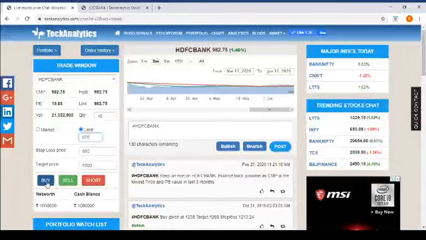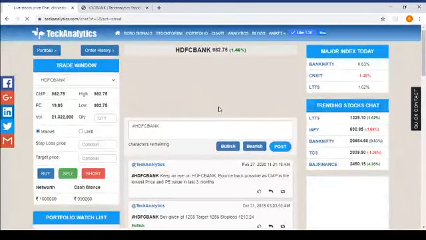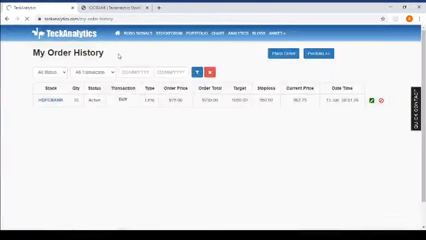And the moment you hit buy, the order will go into the system for you. You go to the order history, see the message order placed successfully, and it will show you that you have one active order. So when you do virtual trading, you will see what the status is. It should be active, filled, or cancelled.